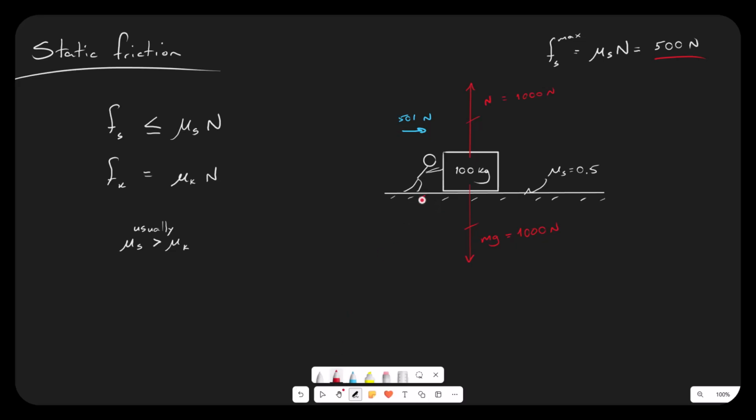But now we get a kinetic friction force instead. It's probably going to be less than 500 newtons. Maybe the coefficient of kinetic friction is only 0.2. So my kinetic friction force is going to be 0.2 times 1,000, which is 200 newtons. I'm pushing with 501 newtons, and this thing is pushing back with 200 newtons. It's not going to quit until I come to a stop when I am no longer kinetic, and then static friction takes over again.